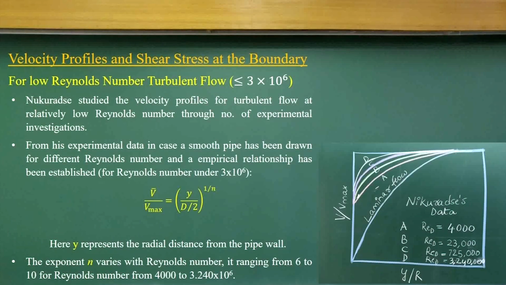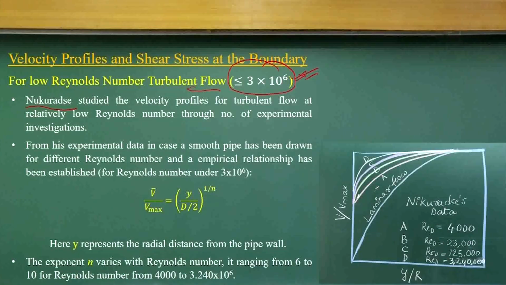Here we divide into 2 zones, as suggested by Nikuradse, by conducting a series of experiments finding out velocity profiles for turbulent flow, where the flow Reynolds number is less than 3 million. If you look at these Reynolds numbers, they are too large. But as I said earlier, the experimental setup was designed in such a way that he could conduct experiments with flow Reynolds numbers in the range of 3 million and more.